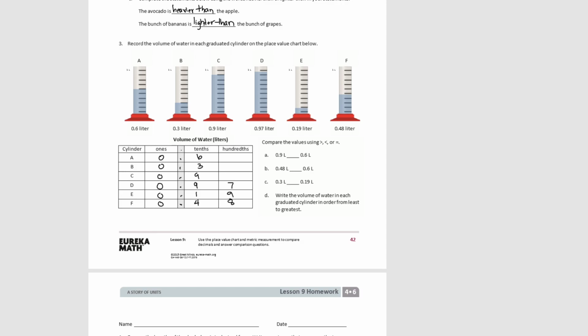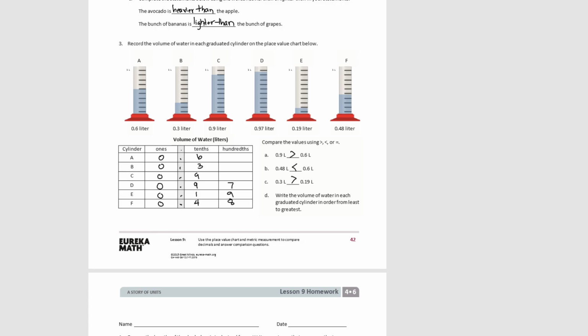Using the place value chart, now you're going to answer the comparative equations A through C as greater than, less than, or equal to. Take a moment and do that. So for A, 9/10 of a liter is greater than 6/10 of a liter. 48/100 of a liter is less than 6/10 of a liter. And for C, 3/10 of a liter is greater than 19/100 of a liter.